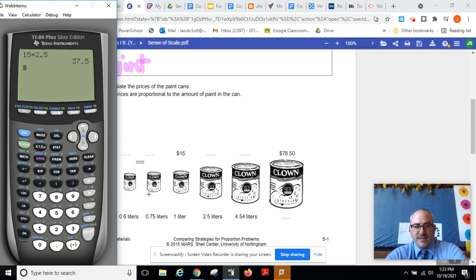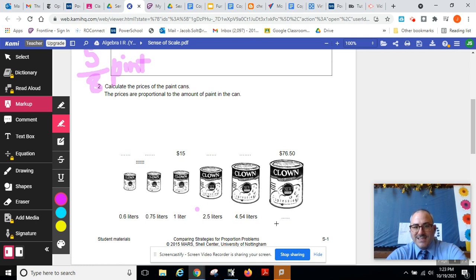I think you can solve the rest of these on your own. You might just take 15 times 0.75 to find out what this one is. 15 times 0.6 to find out what that one is. The only one that might throw you is this one right there. What is the amount of liters of this? Well, how would I find the price? I would take this $15 times this to get this.